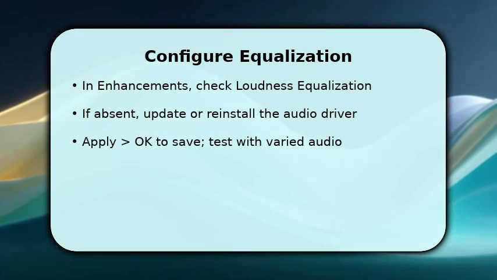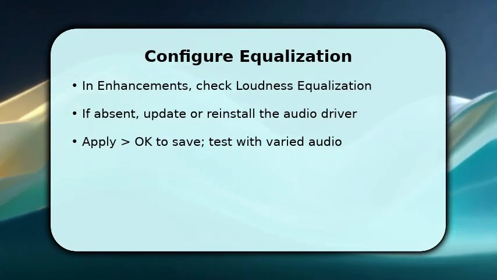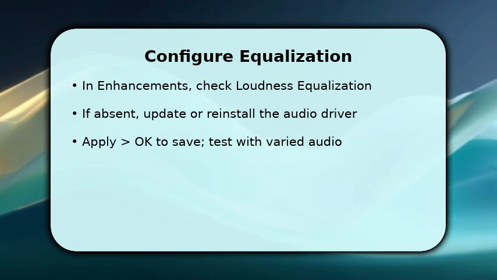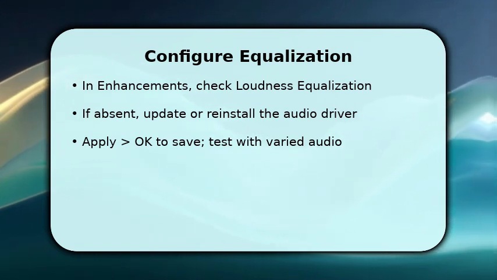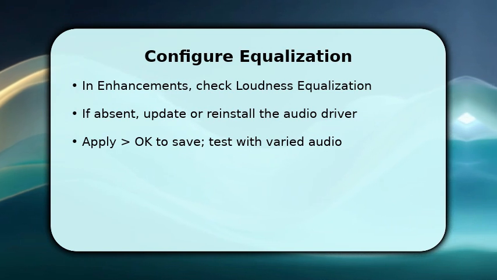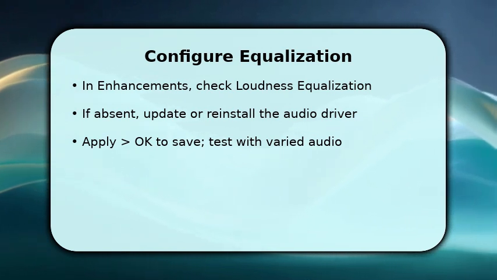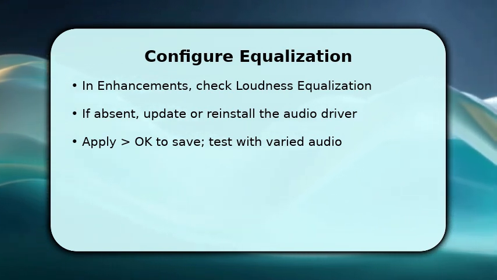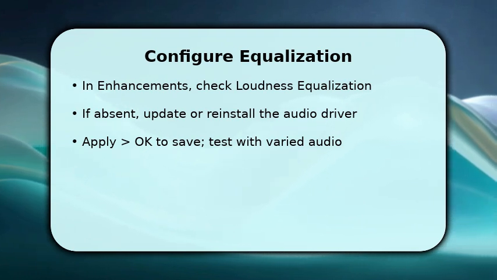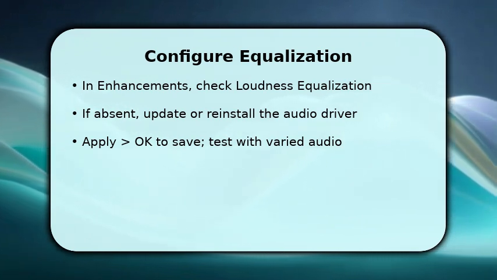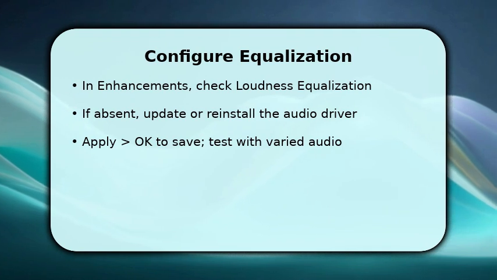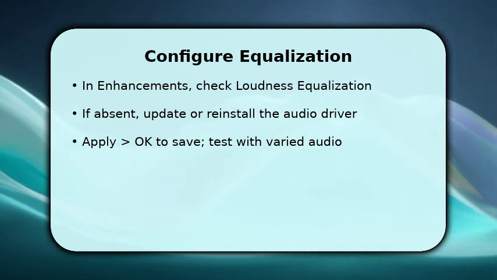If you do not see Loudness Equalization, update the audio driver via Device Manager or reinstall the manufacturer driver. This restores enhancement options. After enabling, click Apply then OK, and play a mix of quiet and loud audio to confirm smoothing. If levels still jump, adjust the device volume and app volumes. Sometimes app level gain conflicts.